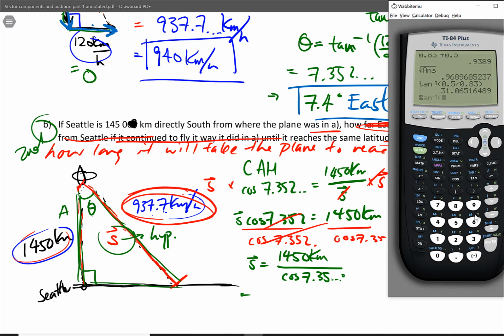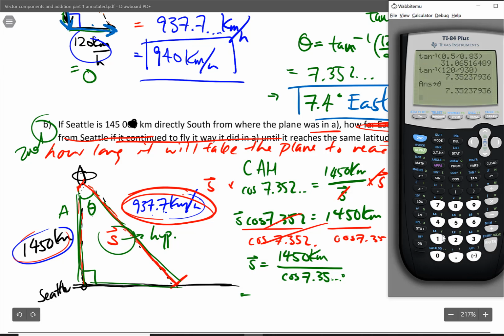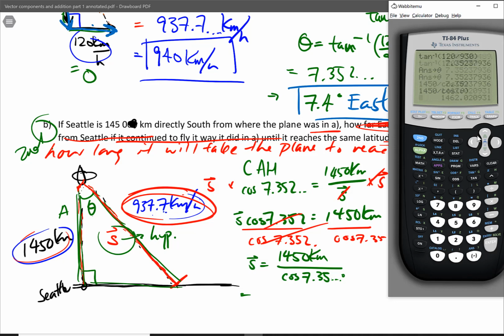I'm just going to quickly do it. In the other video I calculated it from the inverse tan, and I'm going to store this angle as alpha theta. Now I have it saved, so I don't have to type everything all over again. So I have 1,150 divided by cosine alpha theta, which I saved. So I get the displacement of 1462, and that's probably good enough.